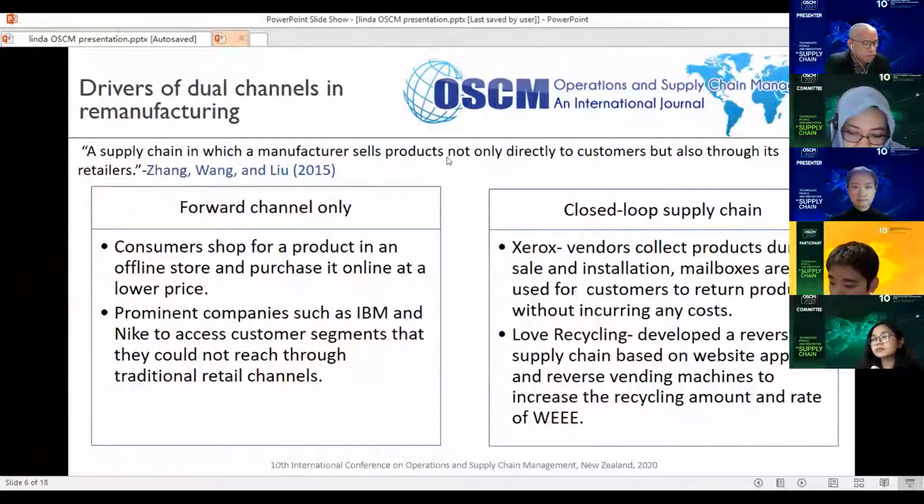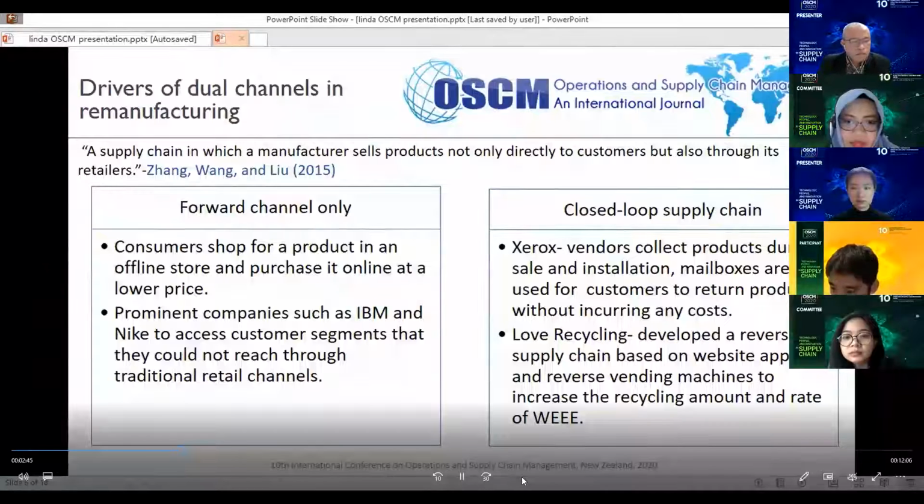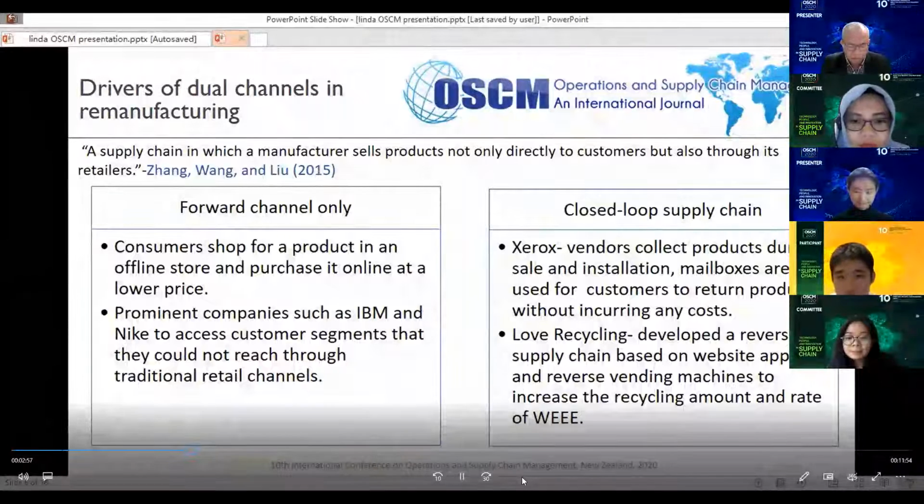price. And in the closed loop supply chain, companies like Love Recycling in China actually used dual channels for the recycling of waste electrical and electronic products, and they used things like reverse vending machines, and they collected online, and we have Xerox sending its vendors to collect products while it's installing new products, and at the same time they used mailboxes for customers to return products without acquiring any cost.